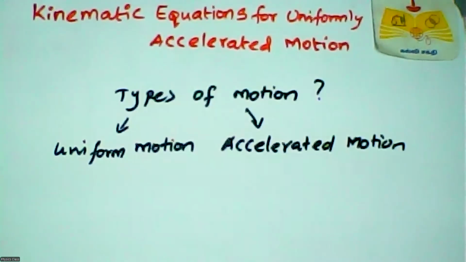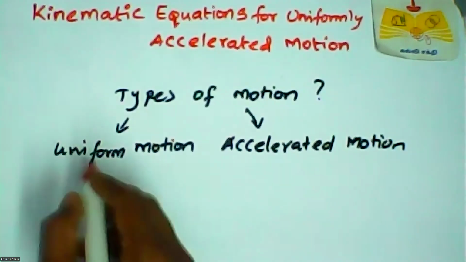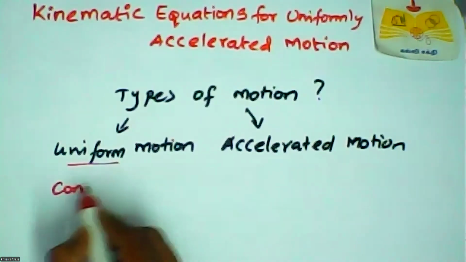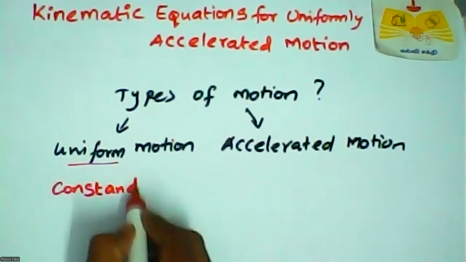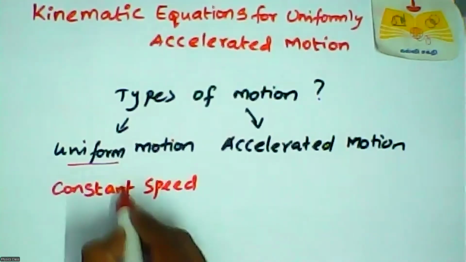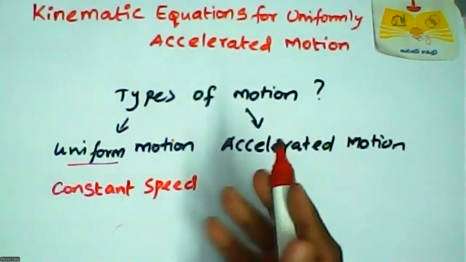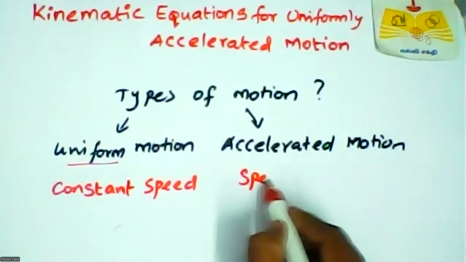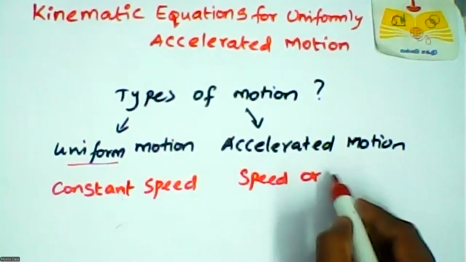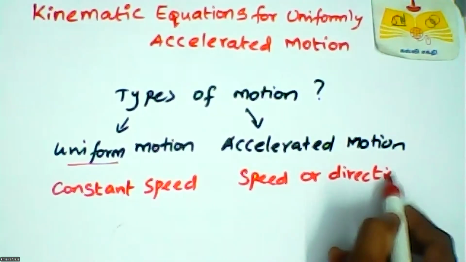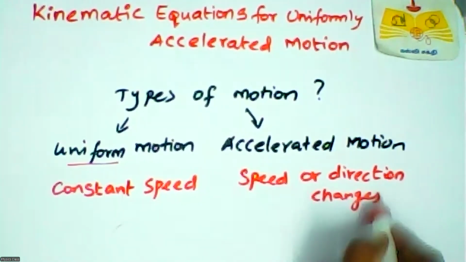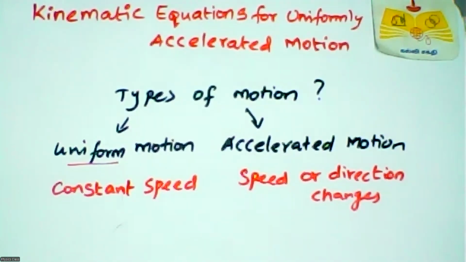One is uniform motion and another one is accelerated motion. Uniform means constant, so constant speed. Accelerated motion means speed or direction changes. So uniform motion means constant speed. Accelerated motion means it varies in the direction or in the value of speed.